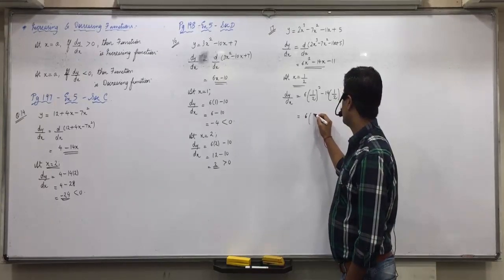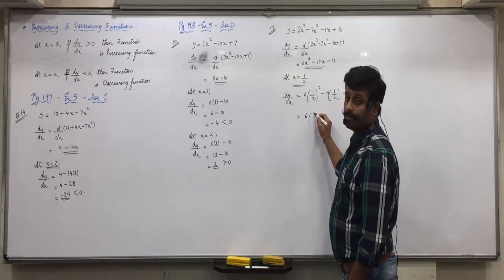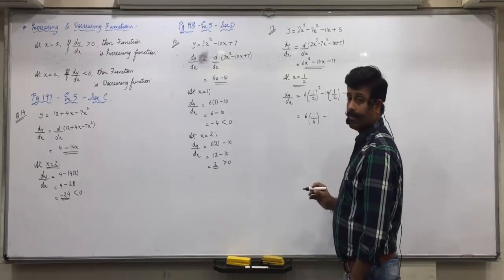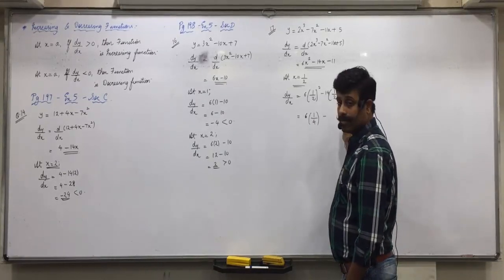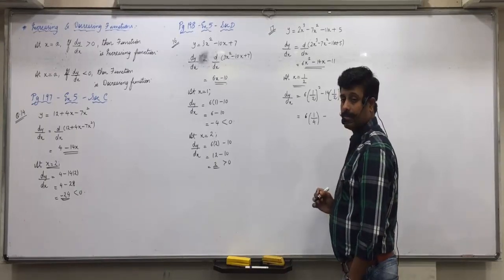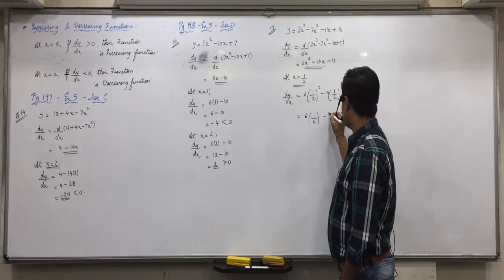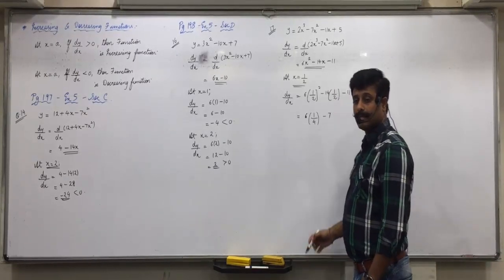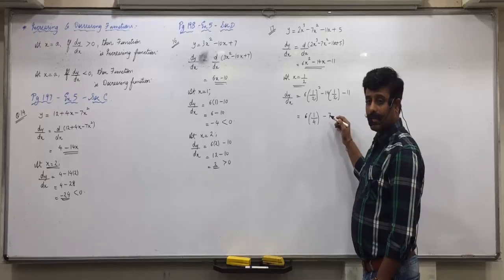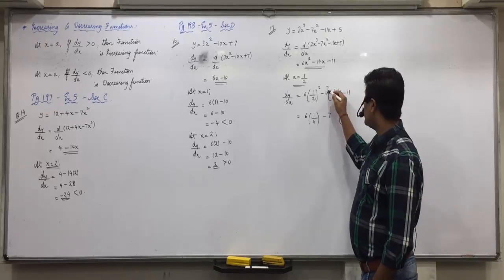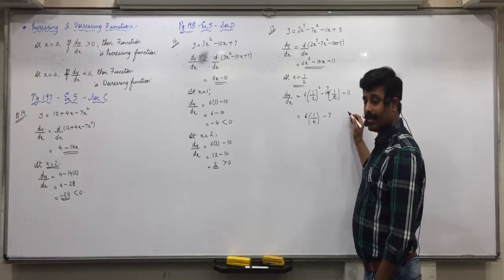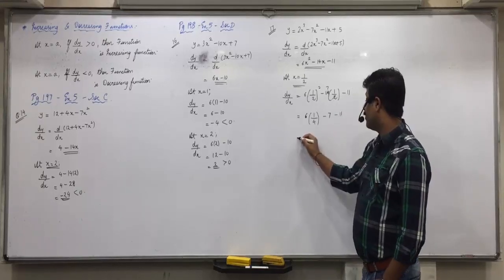6 into 1 by 4, since 1 by 2 square is 1 by 4, minus 14 into 1 by 2, which is 7. 14 divided by 2 is 7. Understood that? 2 into 7, 14. Yes, further? Minus 11. Then?